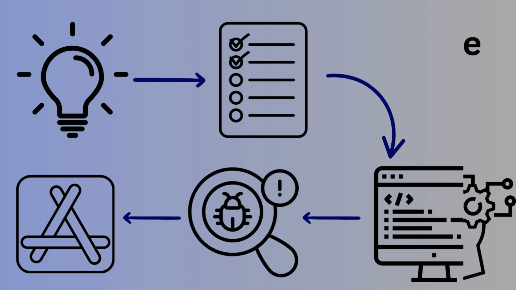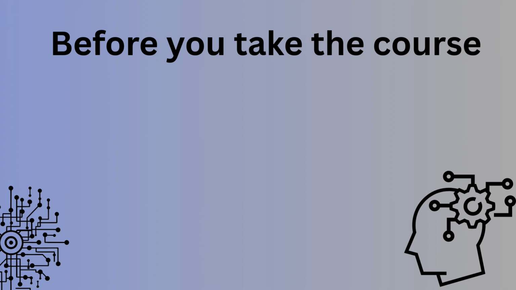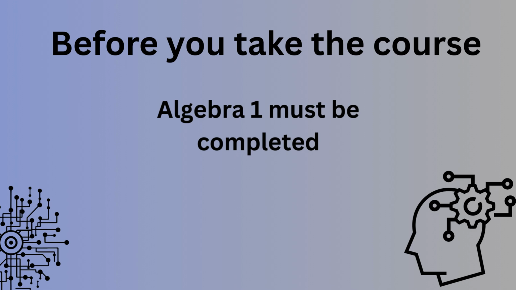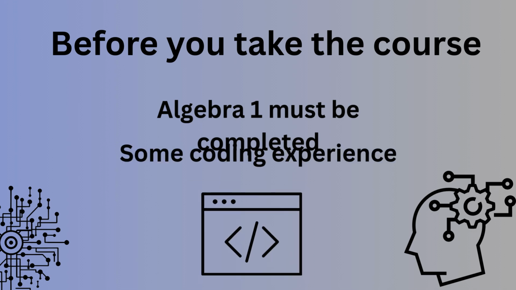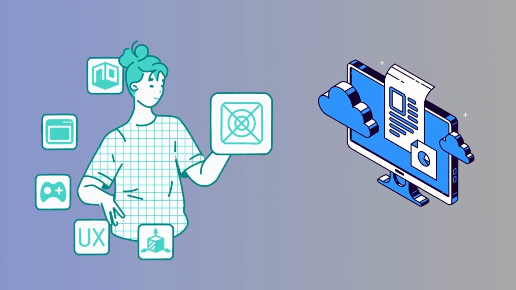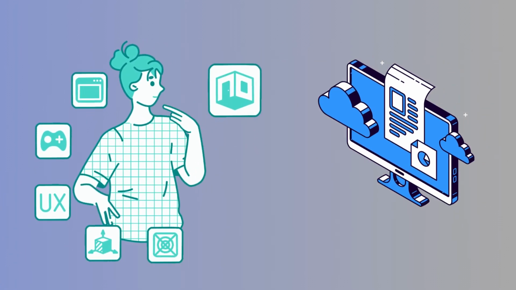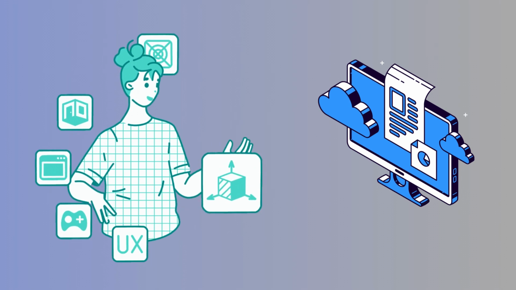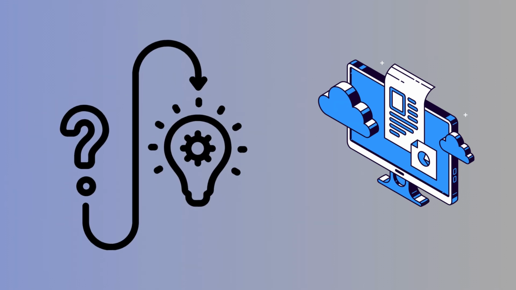Exactly. So someone's listening and they're thinking, okay, this sounds cool, but do I need to know anything beforehand to take this course? Officially, you need to have done Algebra 1. Which makes sense with all the logical thinking involved. Right. And they also suggest having some basic programming knowledge. You don't have to be a coding whiz, but it helps. It's like knowing your way around a kitchen before trying to bake a cake. But at its core, this course is about understanding how software is created and how problems are solved programmatically.